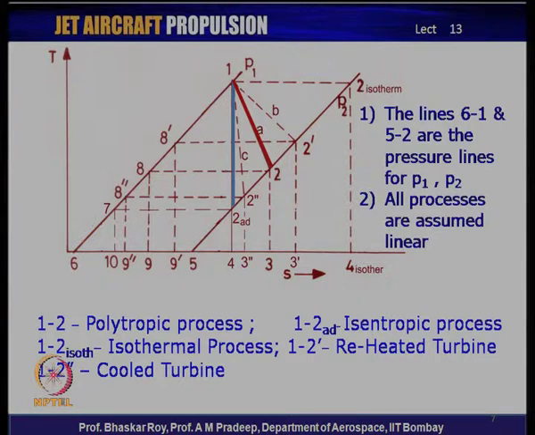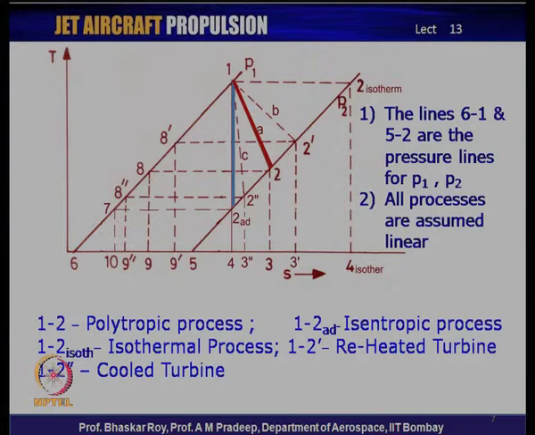We also assume that the processes that are being shown here all follow a linear path. It is entirely possible that they may not follow a linear path. In fact, many of the polytropic processes do actually follow a non-linear, slightly curvilinear path. Also, the pressure lines that are shown here are actually shown as linear lines. Indeed, in a T S diagram, the pressure lines may not be linear. Also, they may not be parallel. They are slightly curvilinear and they are slightly diverging.